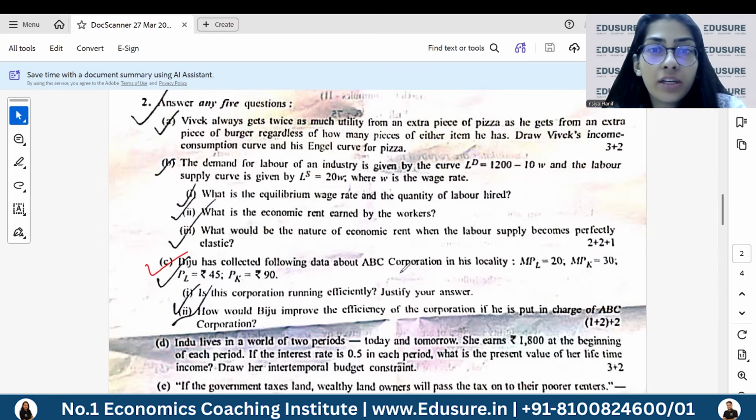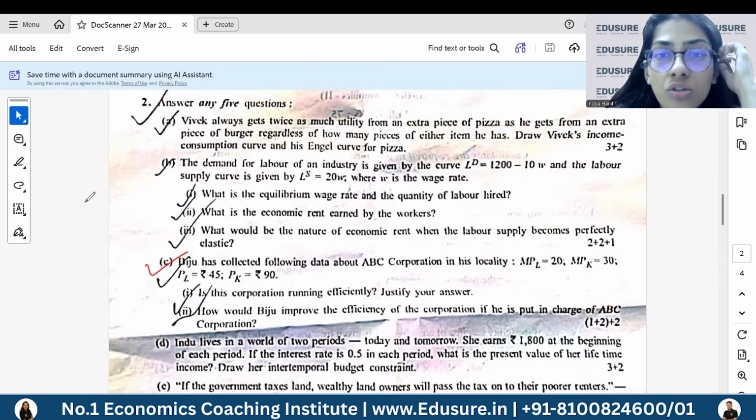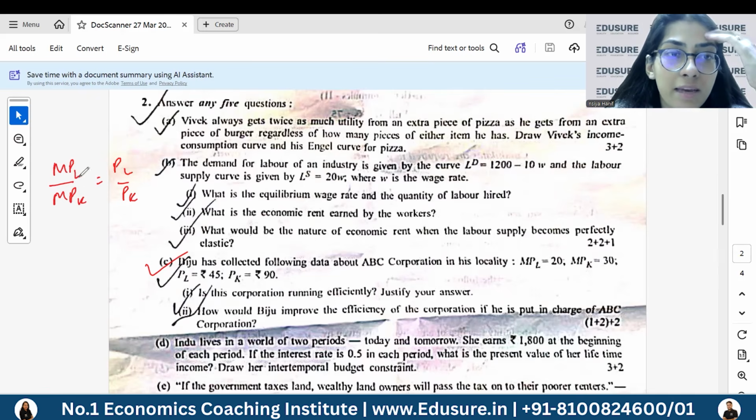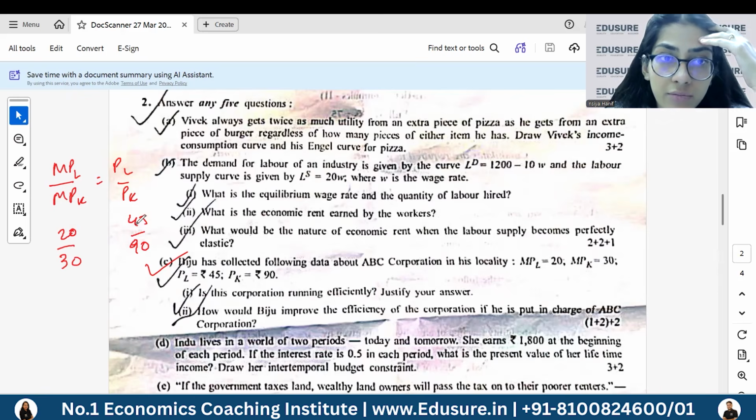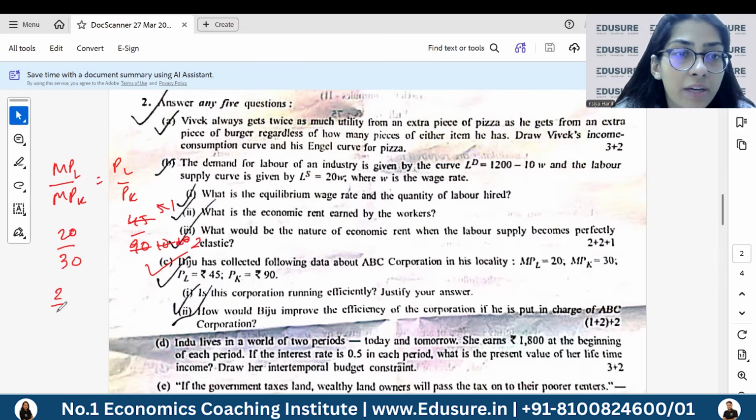Biju has collected the following data about ABC Corporation in its locality: MPL, MPK, PL, PK. Is this corporation running efficiently? Justify answer. So the equilibrium efficiency कब होगा? जब MPL by MPK is equal to PL by PK, right? So let's see, MPL by MPK का value क्या है? 20/30. इसका value क्या है? 45/90. Okay. So this is going to be 5, 10, 2. So this is going to give me, so this is 2/3 and this is half.